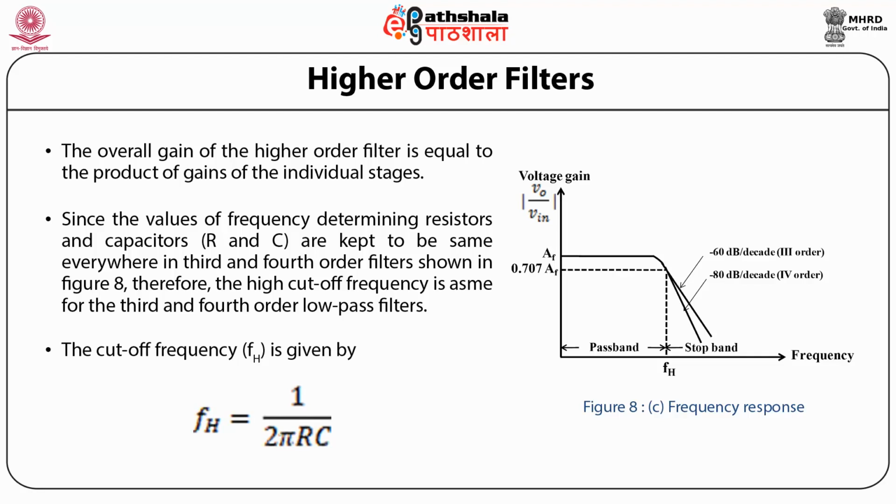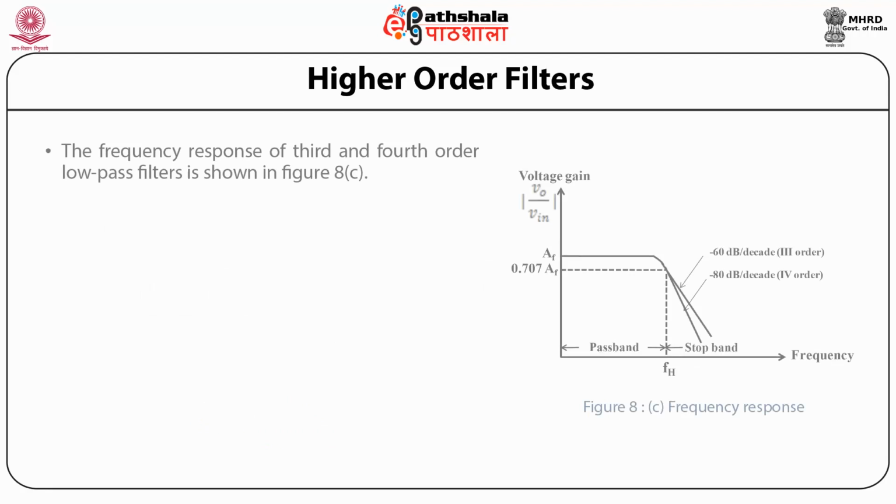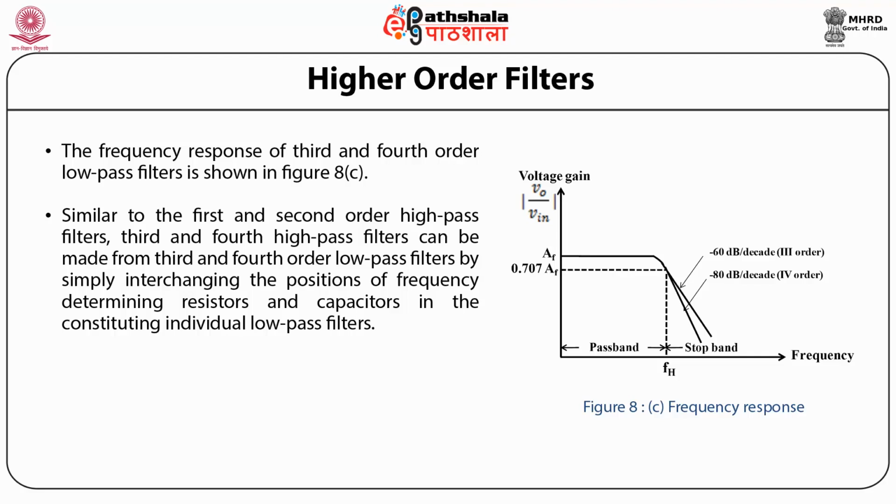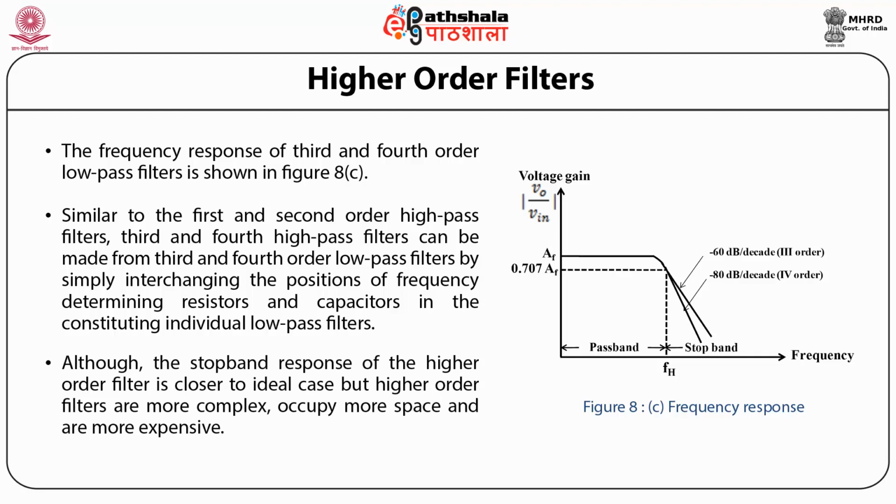Let us begin with the higher-order filters. We have already studied in the previous module, that is Filters 1, that in a first-order filter, the gain of the filter changes at a rate of 20 dB per decade, whereas in a second-order filter, the gain changes at a rate of 40 decibel per decade. Thus, as the order of the filter increases, the filter approaches its ideal behavior. That is, the change in gain in the stop band of the filter becomes steeper near the cutoff frequency.